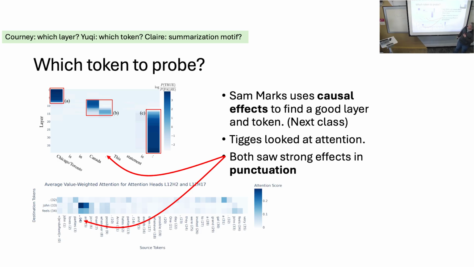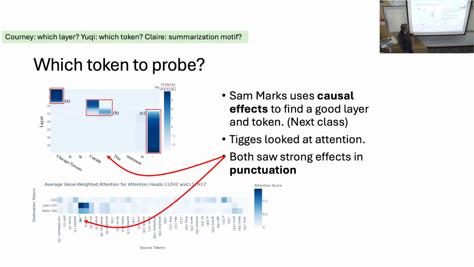And Claire had a question. Yes, I couldn't understand the summarization motif. I read that section like three times. What is the summarization motif? Yeah, I apologize for this paper. I want to give you a little sense for what people are doing, but it's a bit of a messy paper. I can explain it. It's related to the other two questions.